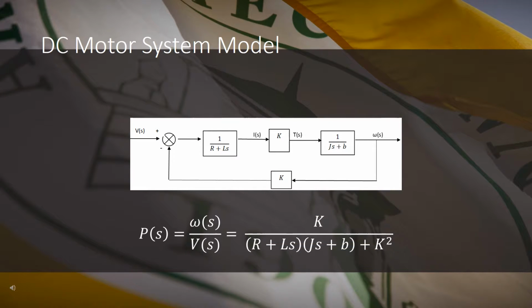The block diagram simplifies to omega over V equals K over the quantity of R plus Ls, times the quantity of Js plus B, plus K squared.